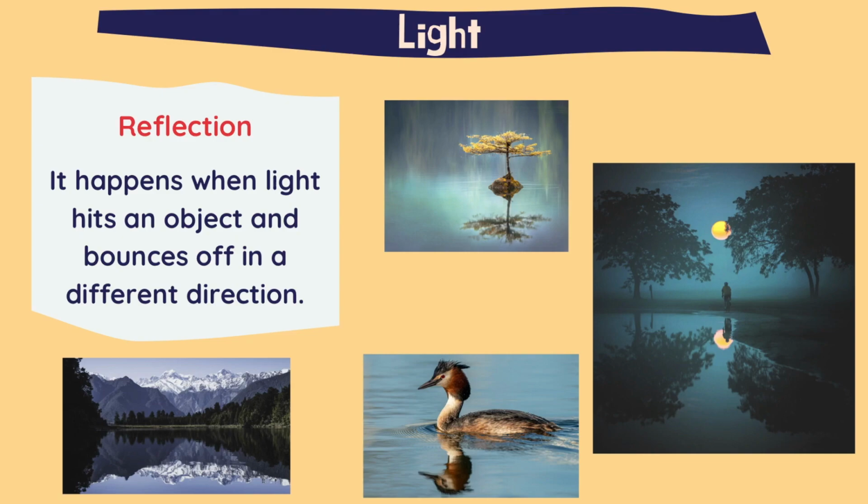For example, let's have a look at this duck. The light comes to the duck and it bounces off, which is to go in another direction. And we have the reflection in the water. The same happens here with the mountains and the trees, and here with the moon.